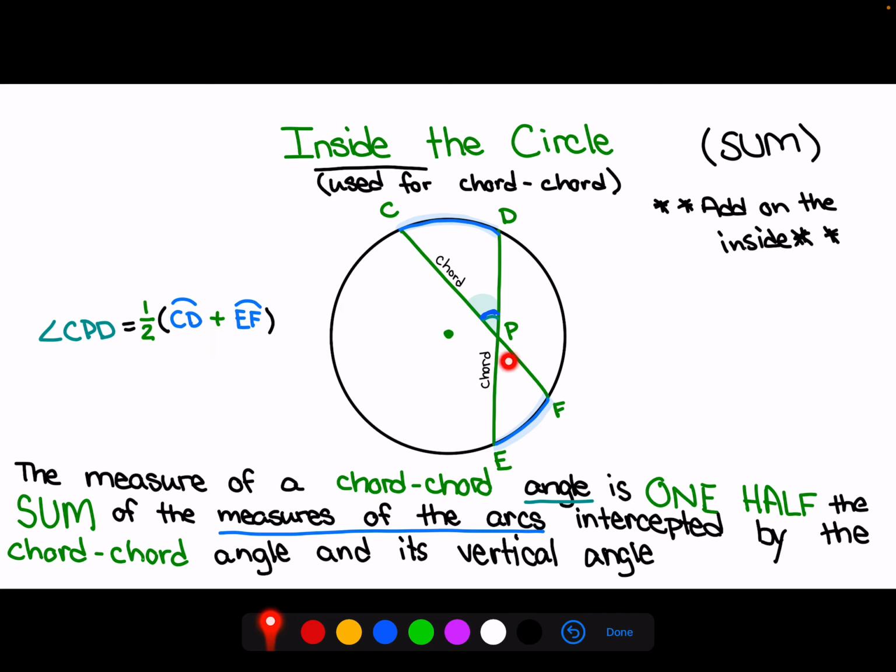Now say that I was trying to find this other angle, then I'd add arc EF with arc CD. So again, it will work for either angle, and it works for all angles within here. If I was using one of these two angles, then of course I'd use the arc in front and the arc behind. So we can create a general equation for this one: my angle is equal to 1/2 times the arc in front plus the arc behind.